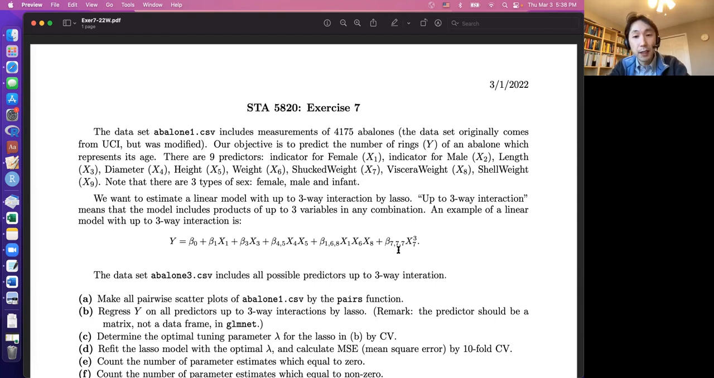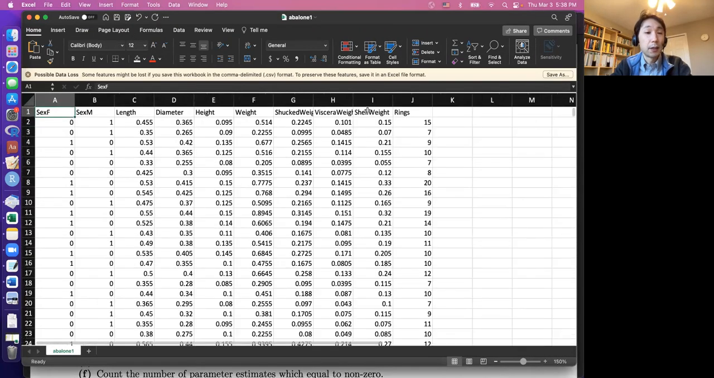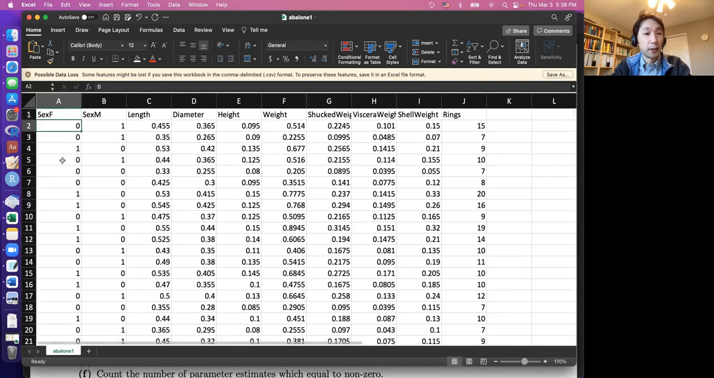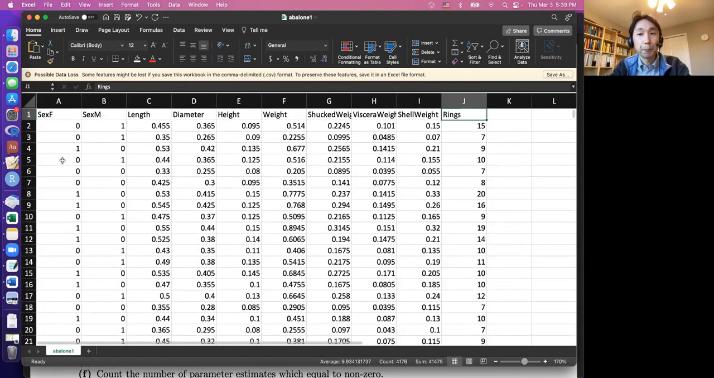So we include these. The original data set, the abalone one, is also available on the website. Maybe this is a little too small. So we have the indicators for sex, female and male, and length, diameter, height, weight, shucked weight, visceral weight, shell weight. Then rings. Rings is the response variable.